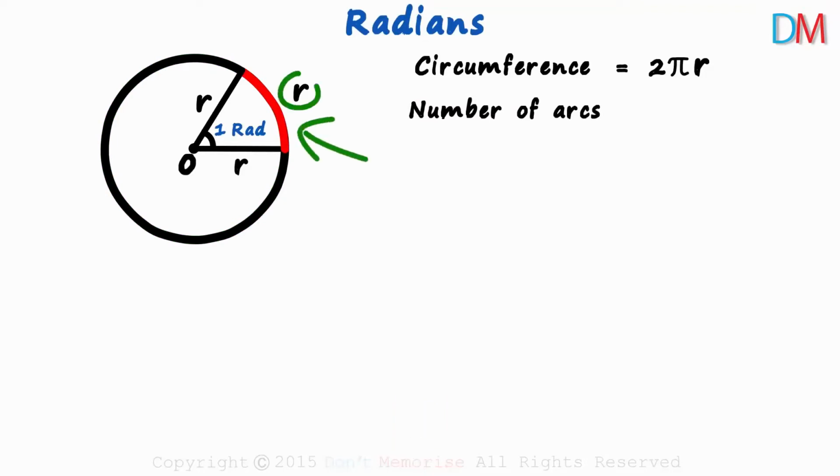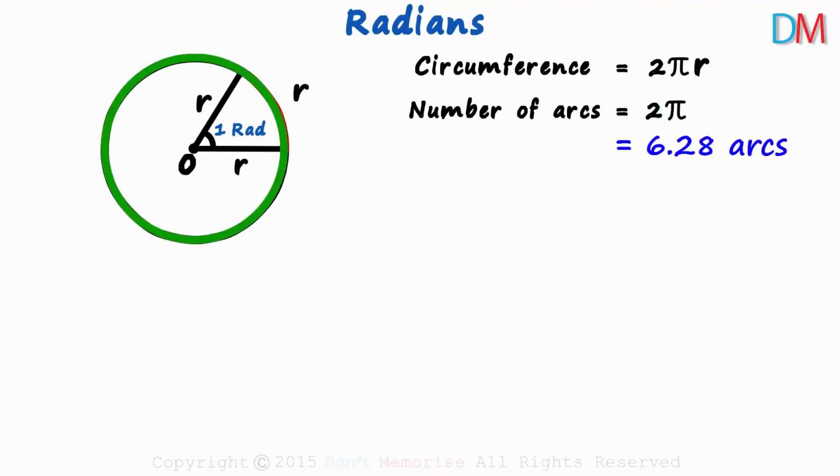The length of the arc is r and the circumference is 2 pi r. Yes, 2 pi r. It means we would need 2 pi such arcs to cover the circumference. 2 pi arcs? What does that mean? As pi is approximately 3.14, we would need 6.28 arcs to cover the circumference. How would it look? This is 1 arc, 2, 3, 4, 5, 6, and a little part left for 0.28 arc or 28% of an arc. So we need 2 pi arcs to cover the entire circumference.